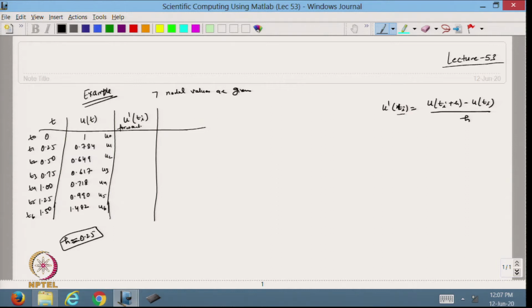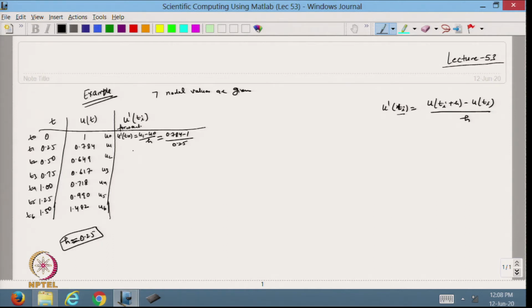So I am finding at ti, and I have to go one step forward. So in this case I will get the value here. From here I can say that u dash at t0, which I want to find, will be u1 minus u0 divided by h. If I solve this, let's find the value: 0.784 minus 1, divided by h, which is 0.25.